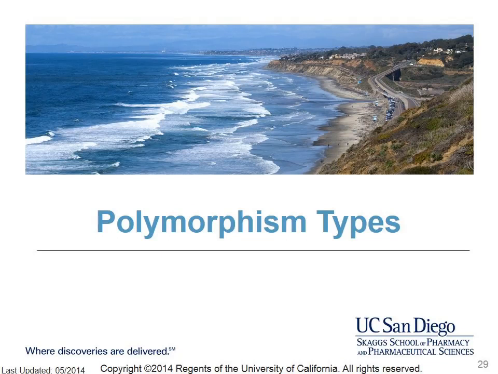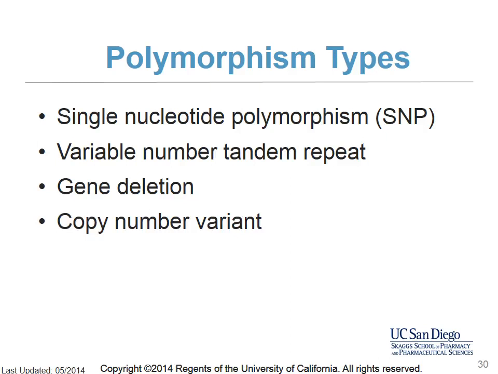Our next topic is polymorphism types. This section will include 2 self-assessment questions and 2 patient case studies. There are several types of polymorphisms. We have already mentioned the first type, the single nucleotide polymorphism. In addition, there are other polymorphisms which involve more than one nucleotide. These may affect as many as a few or as many as thousands of nucleotides. They include variable number tandem repeats, gene deletions, and copy number variants. Each of these will be described in the next few slides.